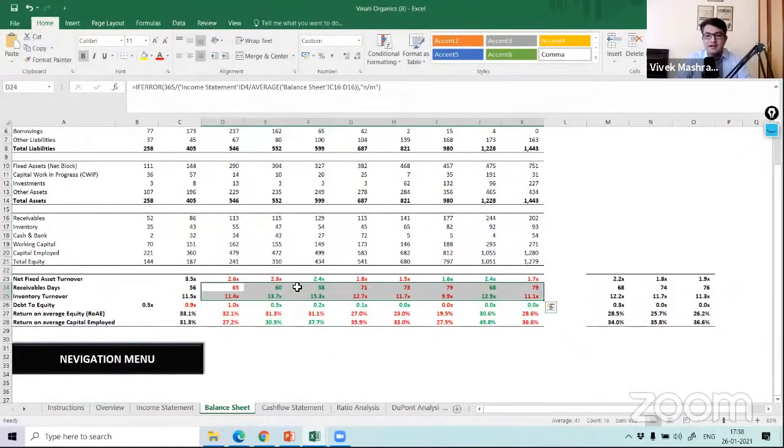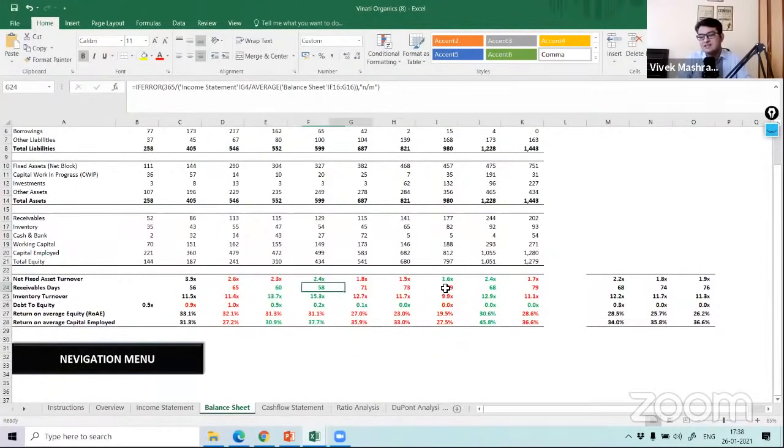Again, you should look at it in the context of the same thing. Here the receivable days are increasing, but it could be because they have launched a new product and they are still making sure how to optimize it. So a small jump is fine, but if it suddenly goes up, then you have to be cautious.